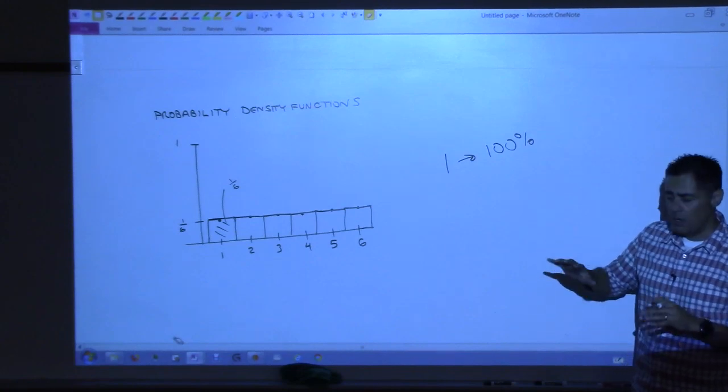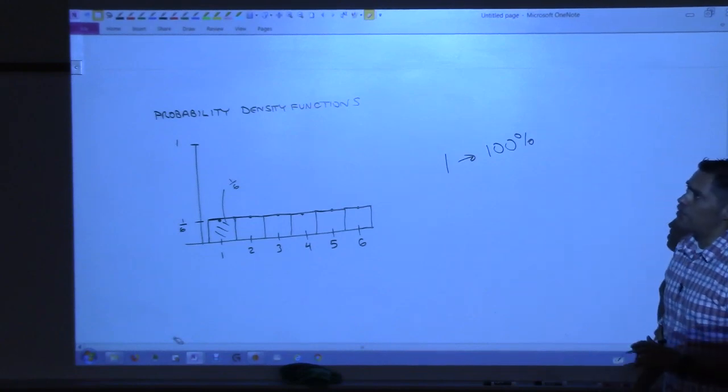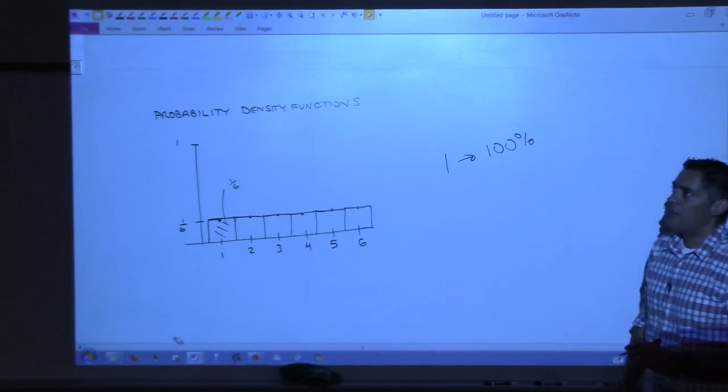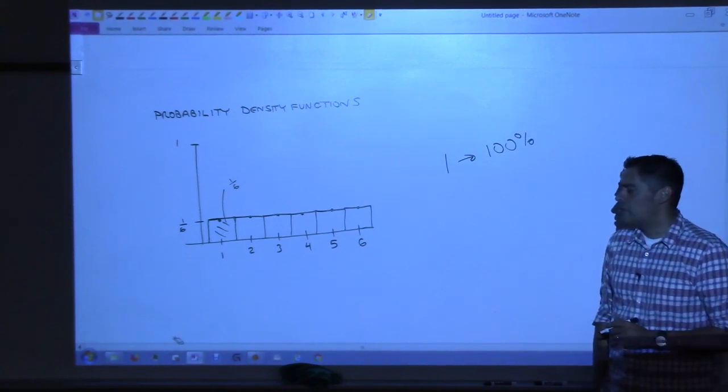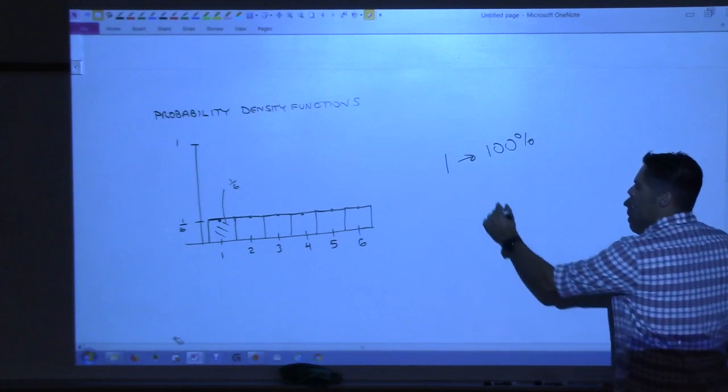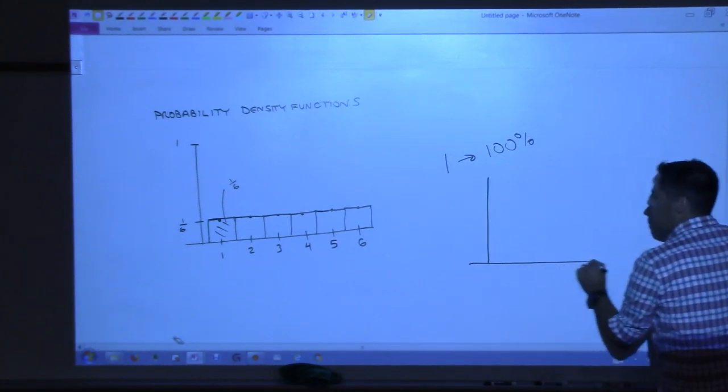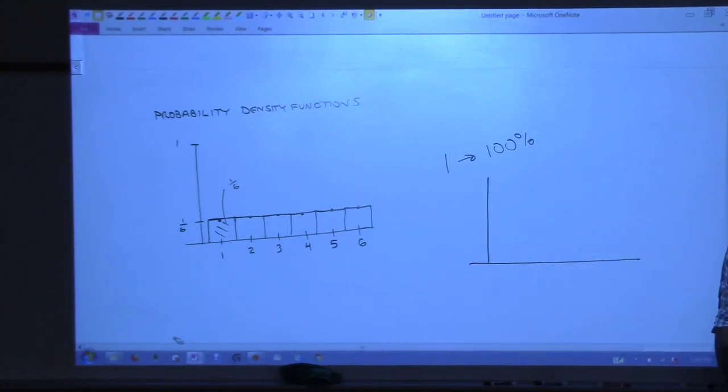Kind of makes sense? Now, let's take something else, like, let's just say we're doing the same thing, but we're talking about people's heights, okay? How tall somebody is.